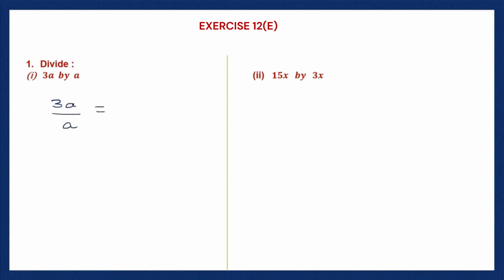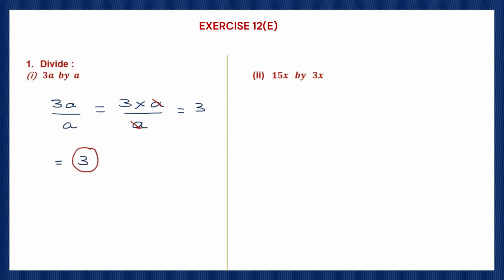Now we can write 3a as 3 into a, and here in the denominator also we have a. Now we can cancel this a and this a. So what do we have left? We have only 3. So what is our answer when you divide 3a by a? Your final answer is simply 3 here for this question.